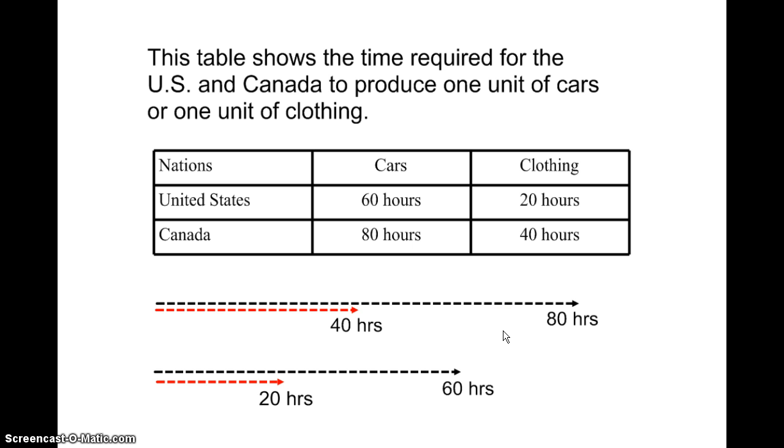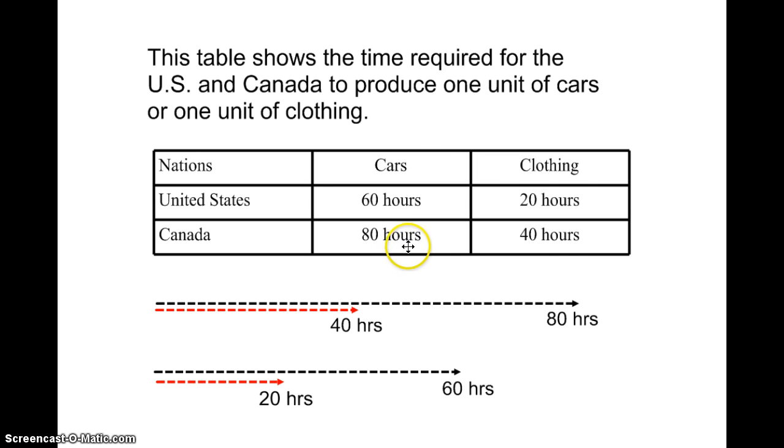These 2 countries, now we're finding out how much time it takes them to produce either 1 unit of cars or 1 unit of clothing. So the output is held constant. What's different is the time that it takes. So in order to calculate opportunity cost now, we have to consider how much of a unit would be given up. Let's look at Canada first.